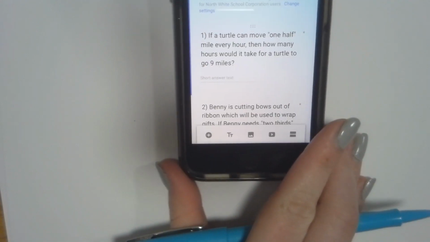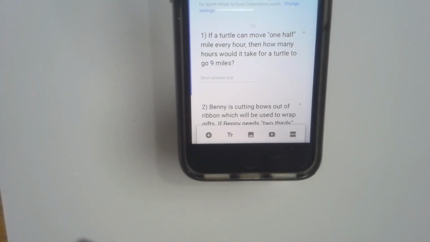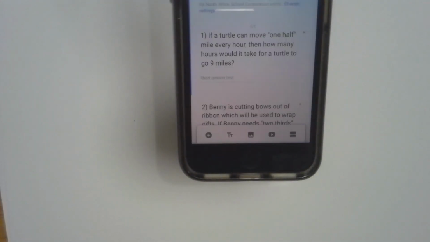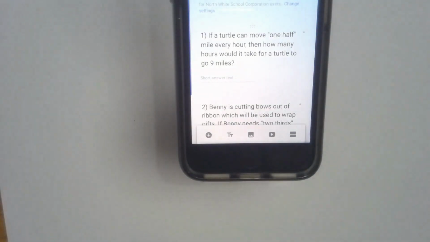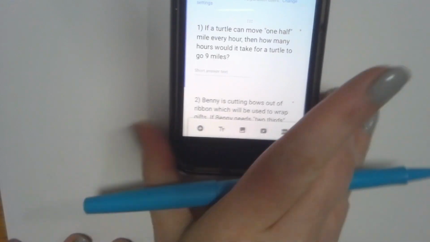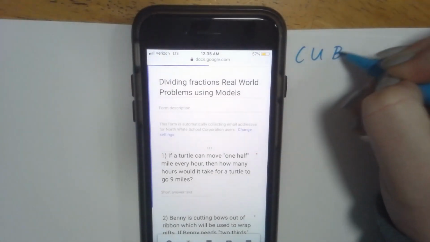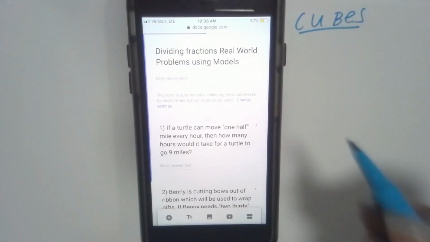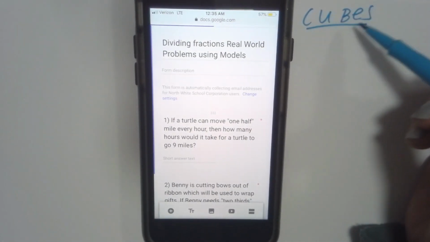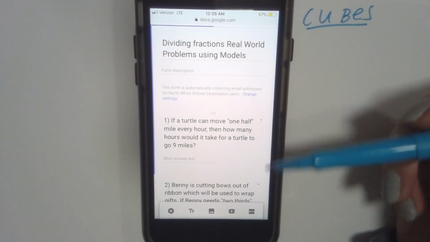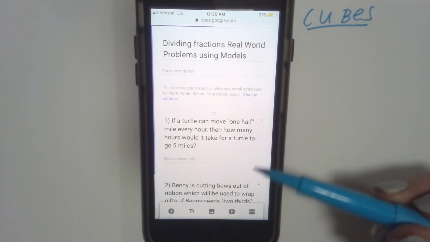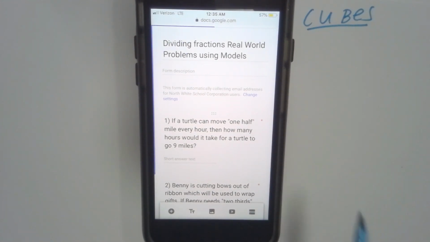Okay? So, number 1. If a turtle can move 1/2 mile every hour, then how many hours would it take for a turtle to go 9 miles? Okay, so I've talked about cubes with some of you before. Now this is online, so I can't physically do it, but this can help us process these story problems, real world problems. Got to start getting used to that.